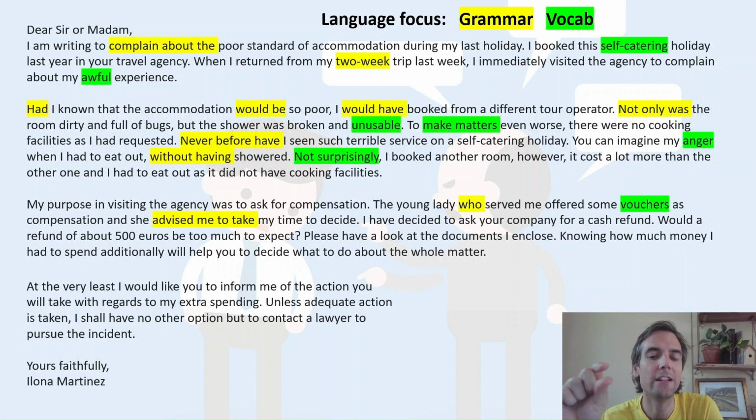She advised me to take my time. How do we use the verb advise? You advise someone to do something. Advise, then a person, then an infinitive. You've used it correctly. Well done.